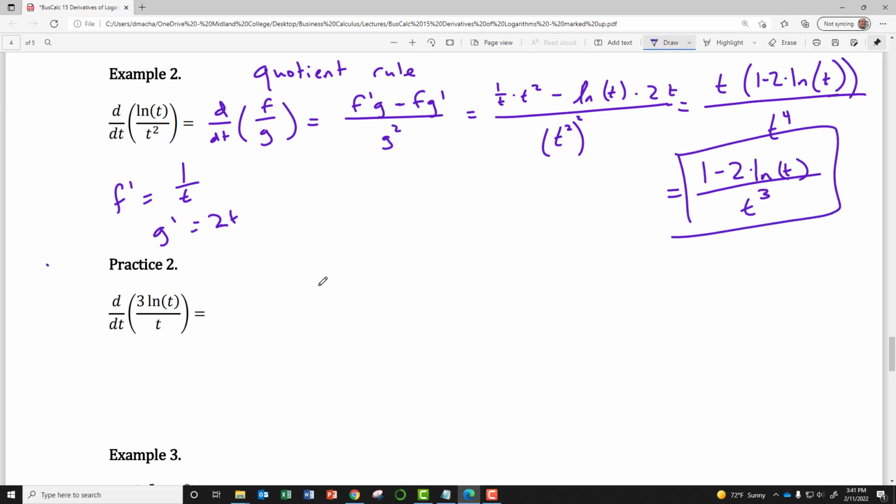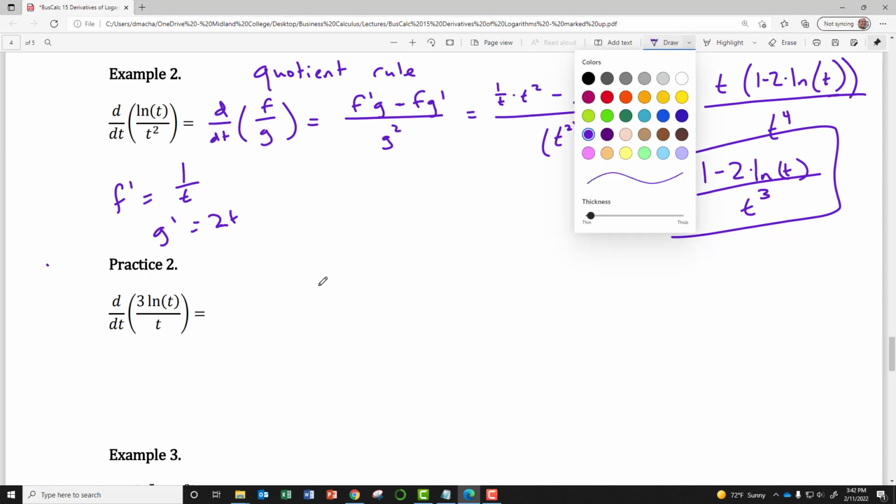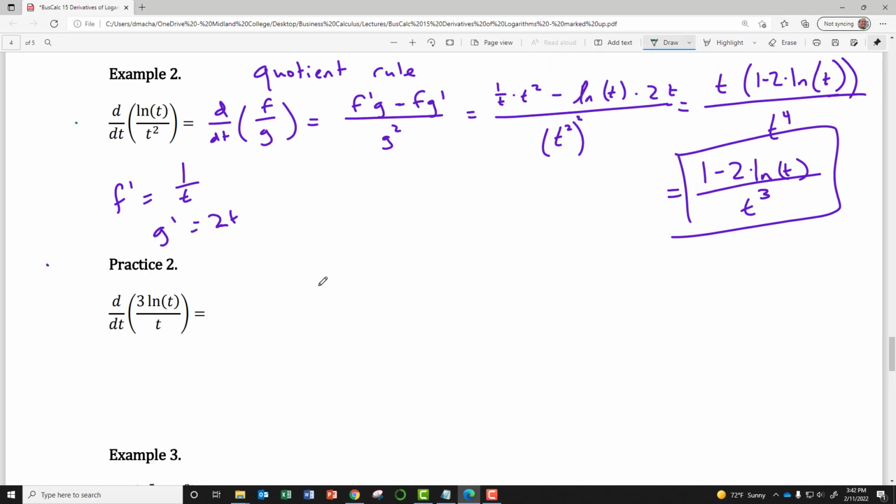This is the point in the video where you pause, you try practice 2, you give it your best shot. Don't unpause the video until you're done and you're ready to compare answers. At this point, I'm assuming you're done and ready to compare answers.